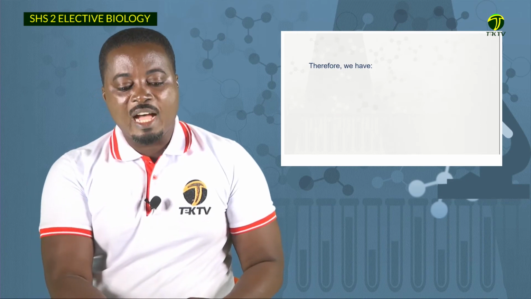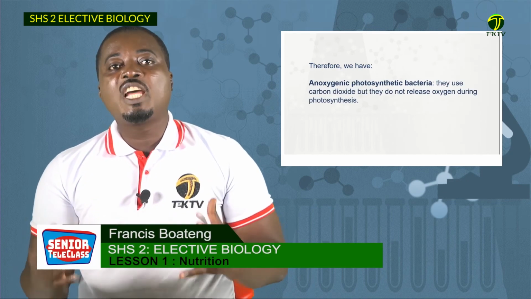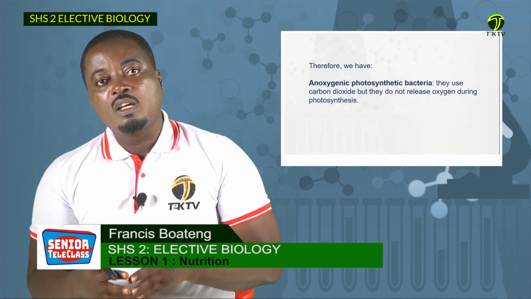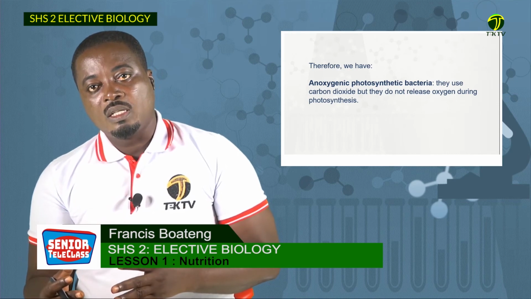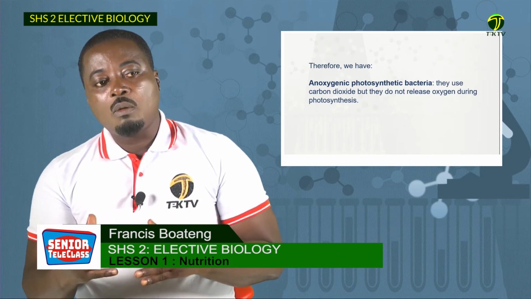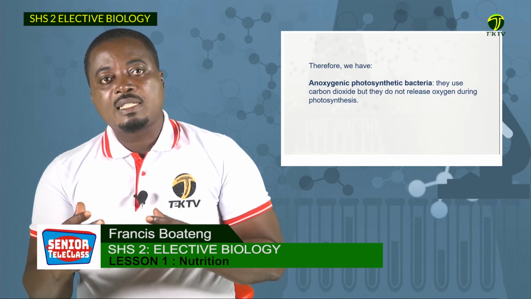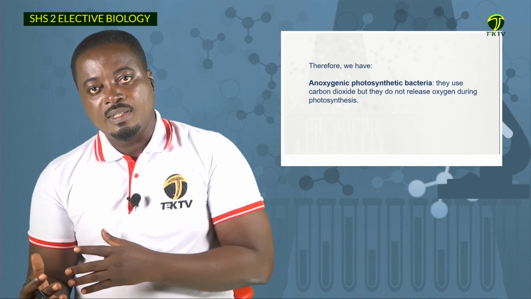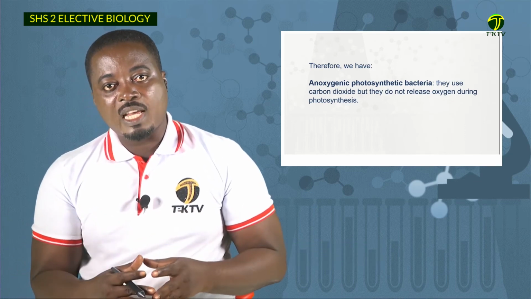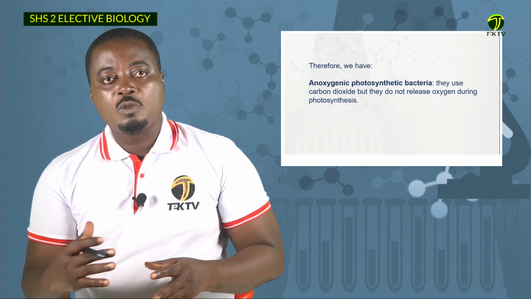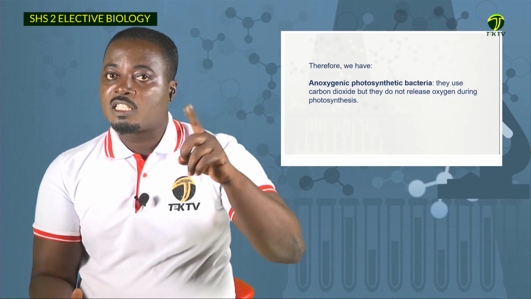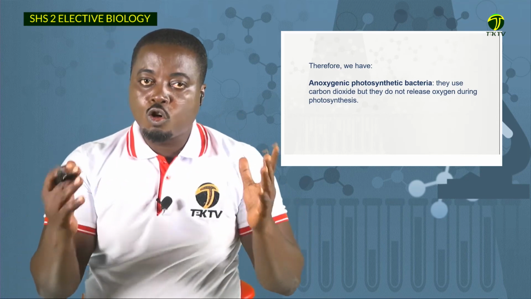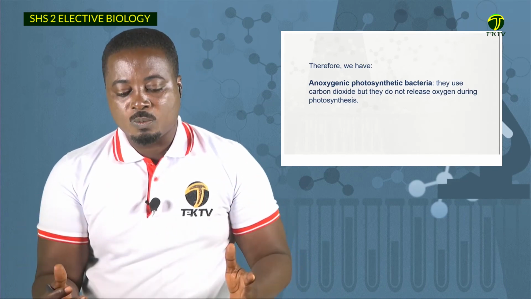And therefore, we have what we call anoxygenic photosynthetic bacteria. They use carbon dioxide, but they do not release oxygen during photosynthesis. Remember, the oxygenic photosynthetic bacteria contain chlorophyll, and they therefore do the normal photosynthesis that other plants do.